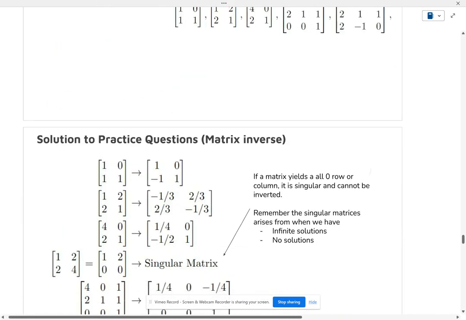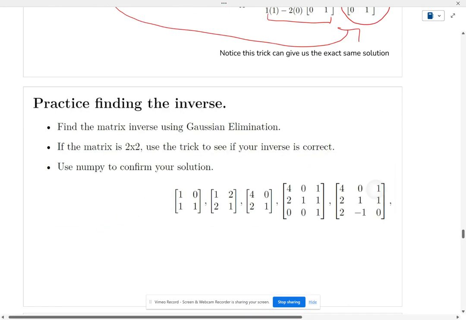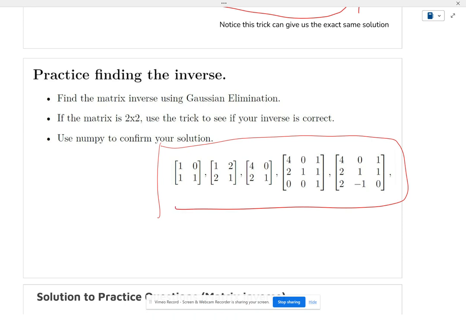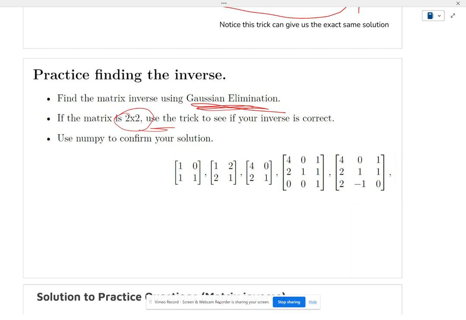Okay, so now we're going to practice again. Try to see if you can solve them with Gaussian elimination. Once you do the Gaussian elimination, check the 2 by 2 trick to see if these can be done. And then you can also multiply them together. If you get A inverse A, you should get identity. Lastly, you can use numpy to confirm your solution.